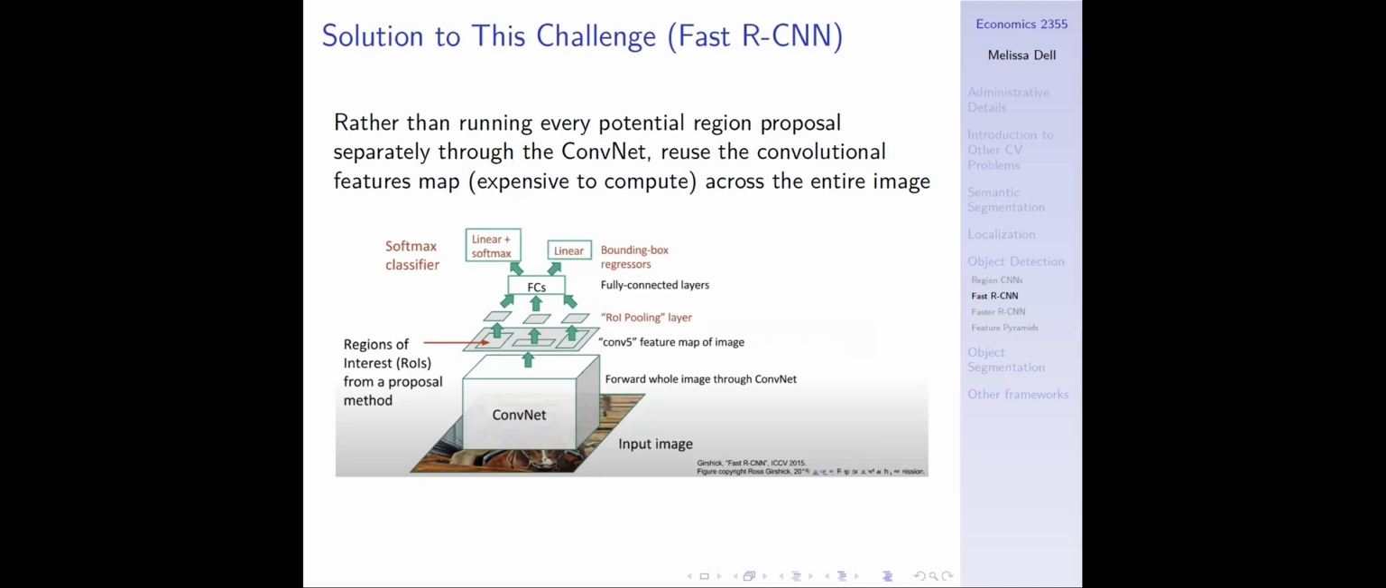So the idea here is you still use selective search to get your regions of interest, but you just essentially project those through the ConvNet. And those give you your region proposals. Then you resize them using something called region of interest pooling, pass them into your fully connected layers, and then you essentially have your localization problem, where you have your classifier for object type and the bounding box regression.